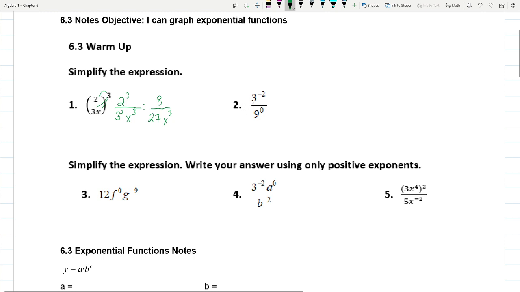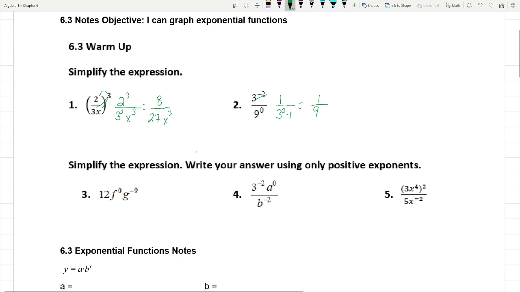I'm going to go to number 2. 3 to the negative second, 9 to the 0. Again, following PEMDAS, going left to right, top to bottom, I start with 3 to the negative second. What that tells me is I need to go on the other side of the fraction bar, so this becomes 3 squared. Now that leaves 9 to the 0. Anything to the 0 power is 1. And so I have 1 over 3 squared, which is 9, times 1 is 9. So that's that.